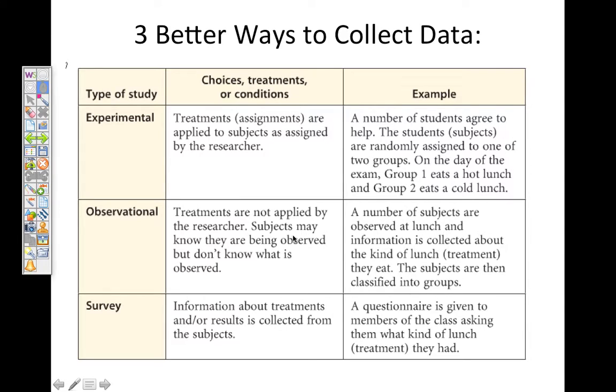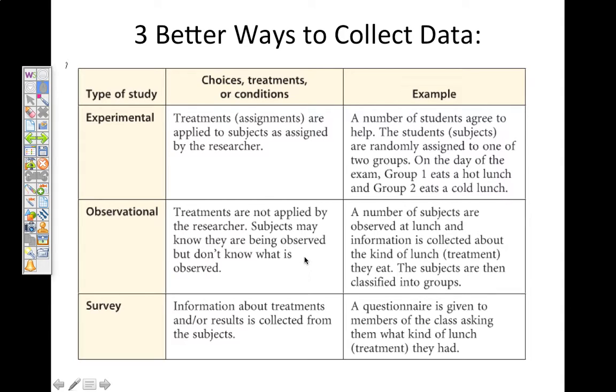There are three ways that we're going to talk about to collect data, and they are experimental, observational, and a survey. So in an experimental study, treatments or assignments are applied to subjects as assigned by the researcher. So here's an example. A number of students agree to help. The students, which are the subjects, are randomly assigned to one of two groups. On the day of the exam, group 1 eats hot lunch, group 2 eats cold lunch, and then they record the results. So there's an experiment. You're kind of designing it. You're assigning what's going to happen to each person or each thing, and then you record the results.